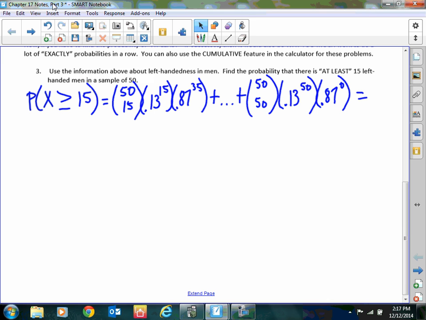Check how you did on writing it out. Your first term is 50 choose 15 plus dot dot dot plus up to 50 choose 50. Now I'm going to write a little something here real quick because I want to use it as part of a demonstration. You don't necessarily have to write this out, but I'm going to use it to teach you what's going on with the calculator.